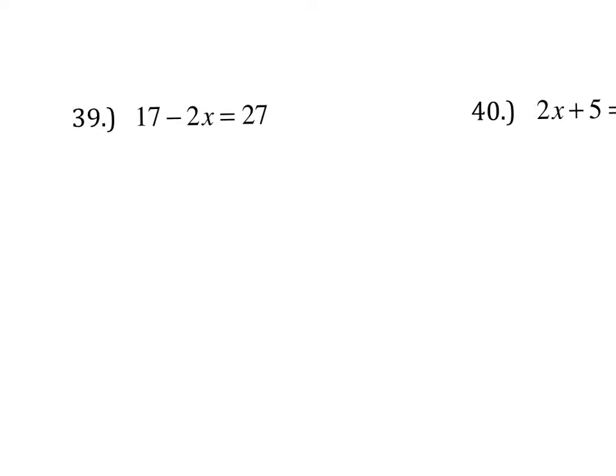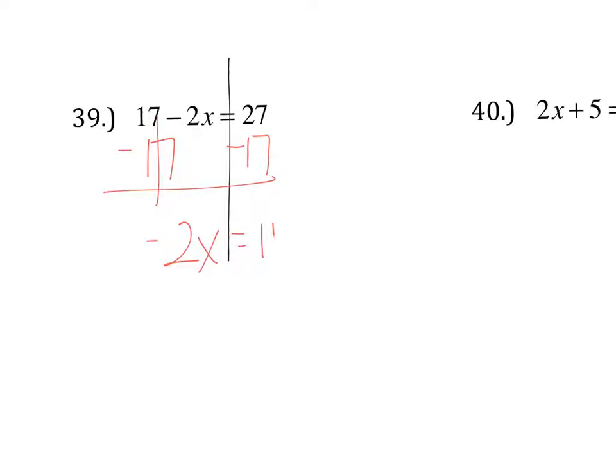Let's take a look at 39. 17 minus 2x equals 27. So I'm going to start by subtracting 17 on both sides. Negative 2x is equal to 10. Dividing both sides by negative 2 to get x is equal to negative 5.